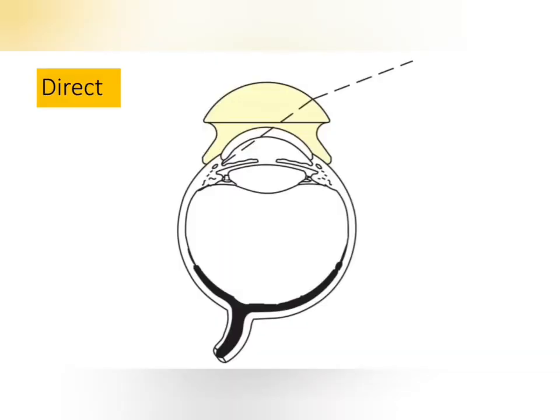Okay, so this is the direct method, and this is the Koeppe gonio lens that is placed to see the anterior chamber angle. In the direct gonioscopy method, the Koeppe gonioscope is directly placed on the surface of the cornea after applying some lubricating eye drop fluid over the corneal surface to avoid any damage to it. The refractive index of the lens and the cornea is almost the same. The refractive index of this Koeppe lens is 1.40 and the refractive index of the cornea is 1.37.